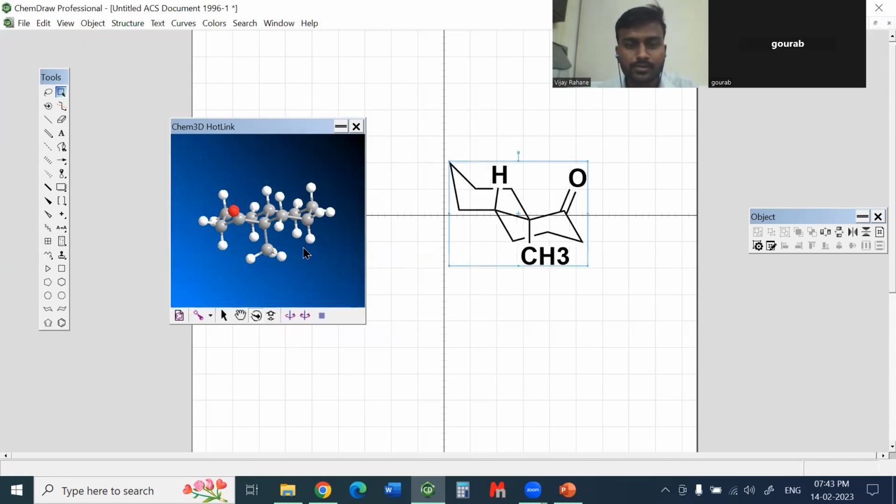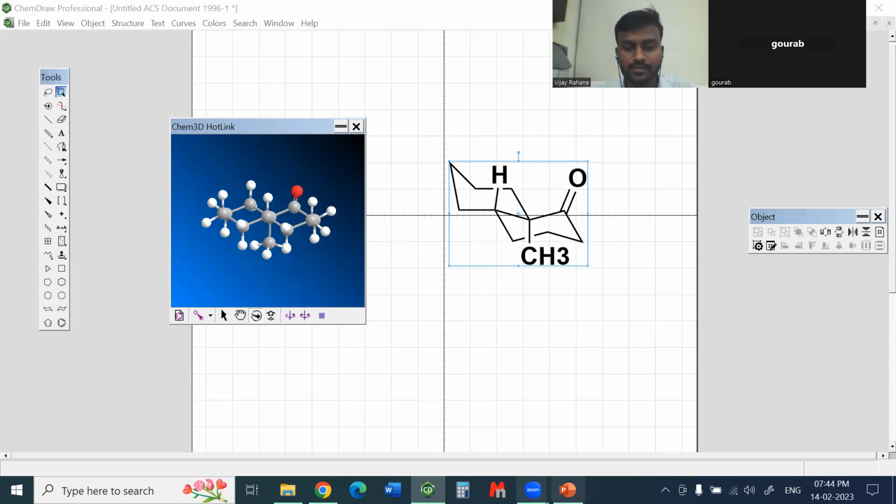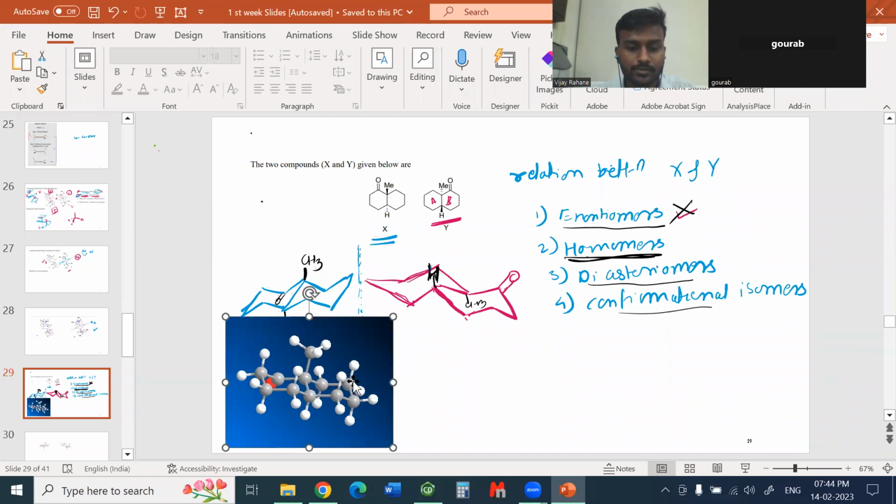So the same molecule, we have just written in ChemDraw, and we are seeing it with the help of this 3D model. These are the two rings, six-member rings. The methyl group is attached lower side and the hydrogen is opposite to that one. This hydrogen is opposite, right? So we can see this molecule right now, correct? So this one is the Y molecule.